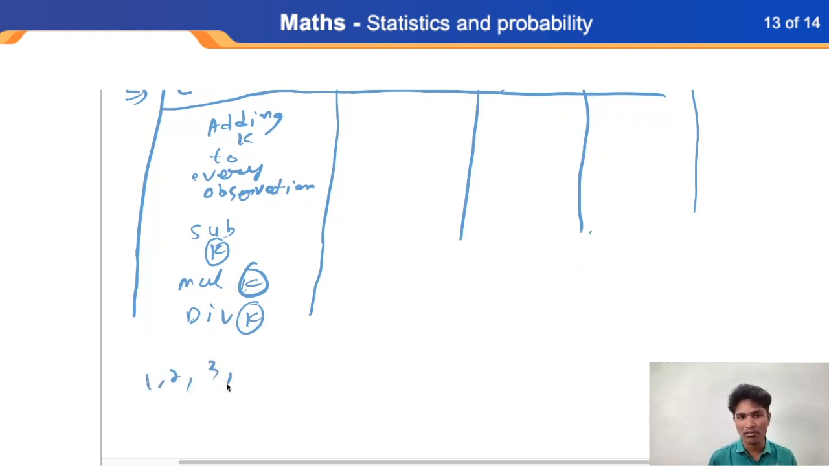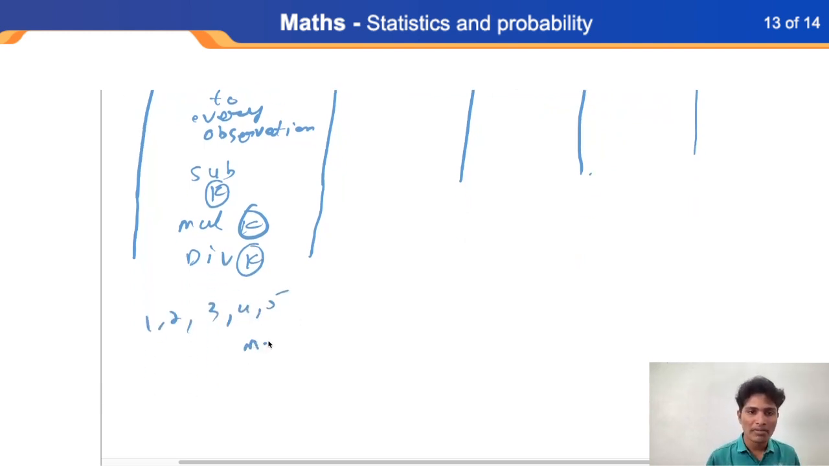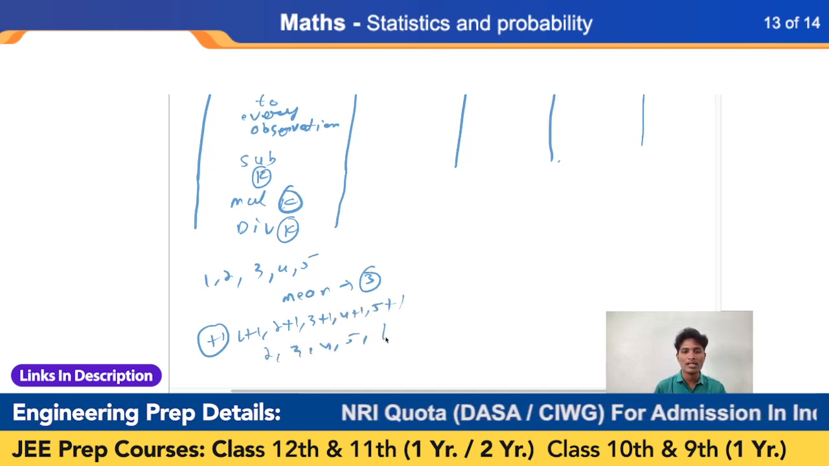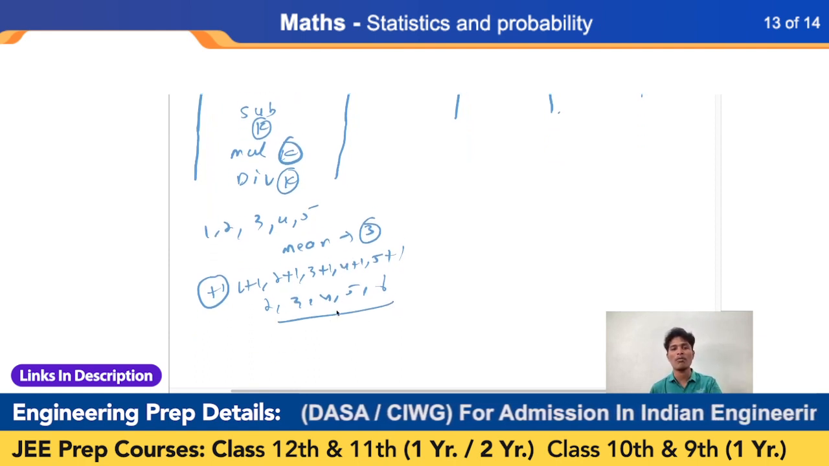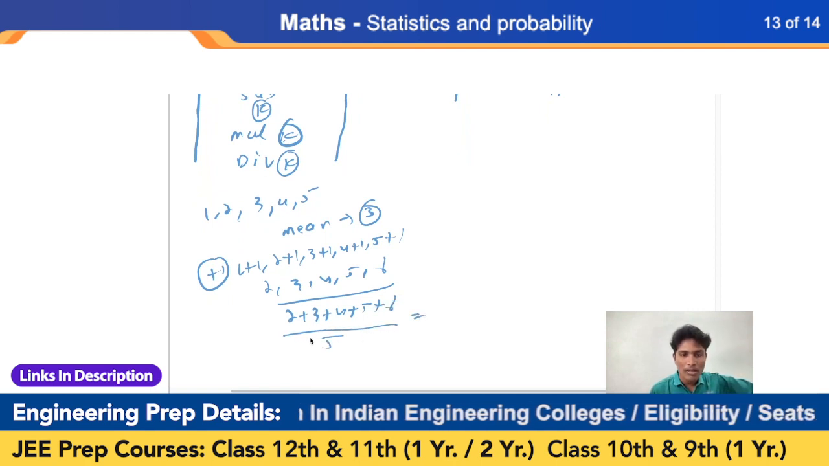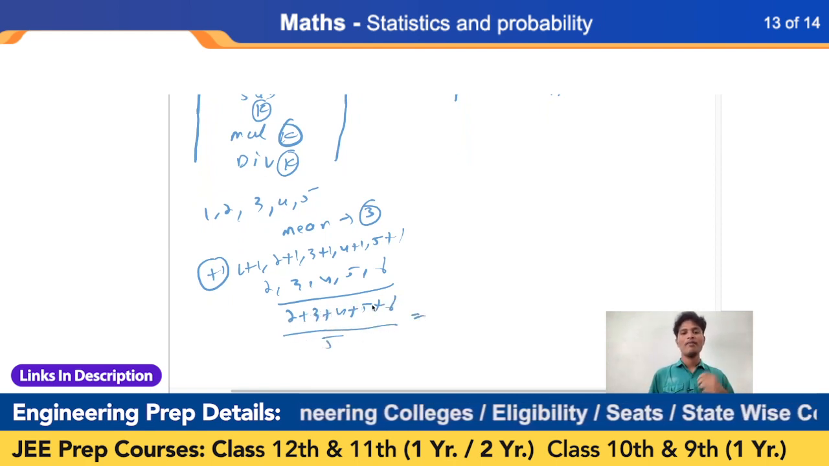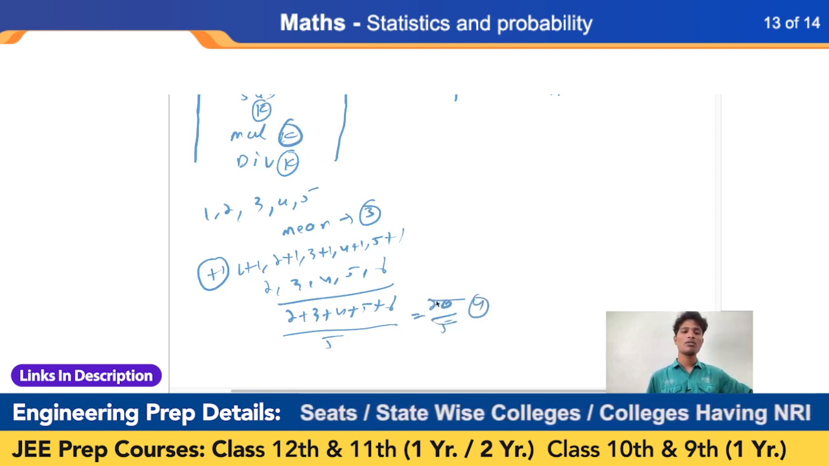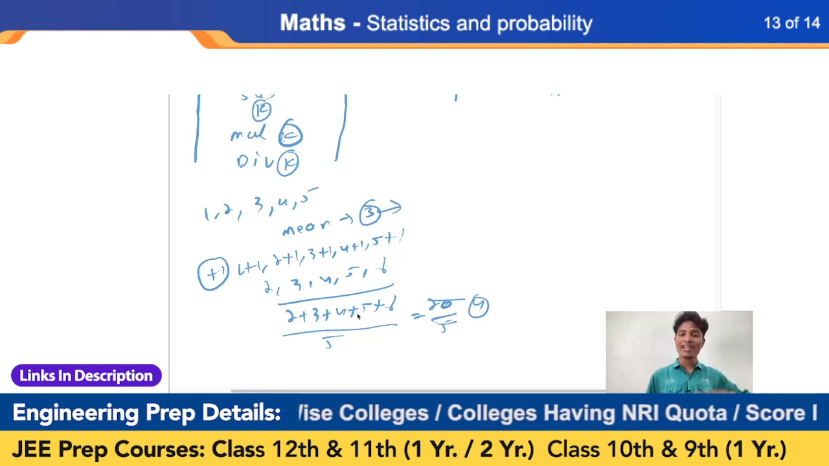Suppose I take 1 2 3 4 5. I already know the mean of this is 3. What if I add +1 to every observation? That is 1 + 1, 2 + 1, 3 + 1, 4 + 1 and 5 + 1. New observations are 2 3 4 5 6. If I calculate the mean of the new observations, I get 2 + 3 + 4 + 5 + 6 divided by 5. 2 + 3 is 5, 5 + 4 is 9, 9 + 5 is 14, 14 + 6 is 20, 20 by 5 is 4. So the original mean is 3, now the new mean is 4.